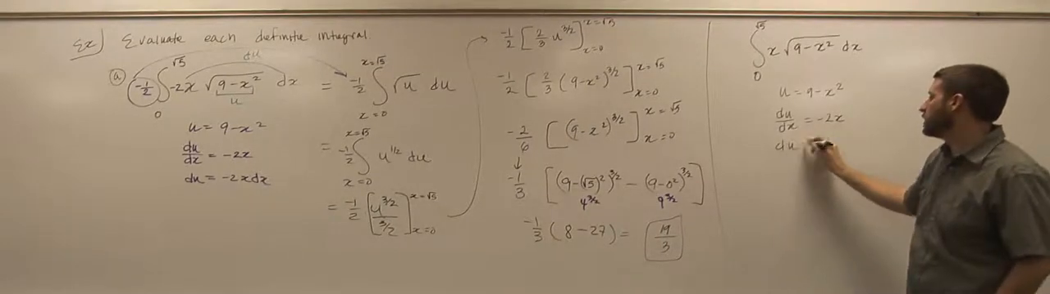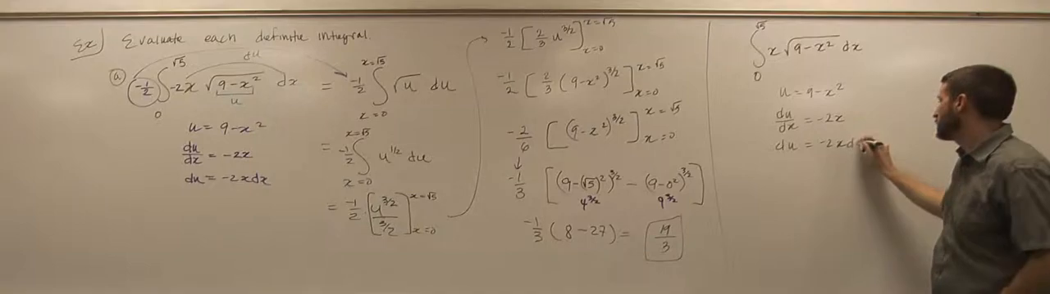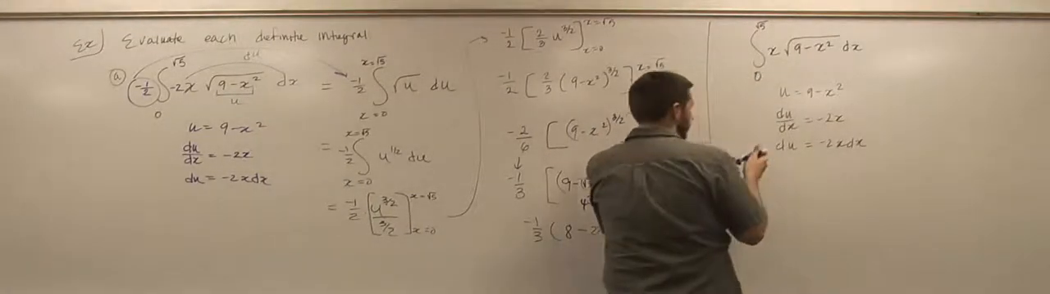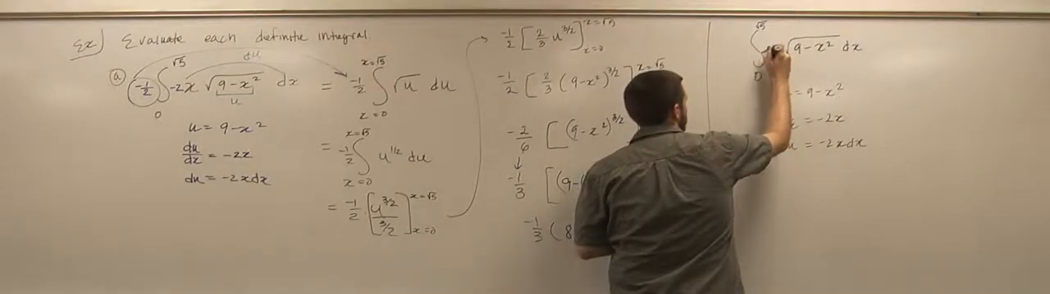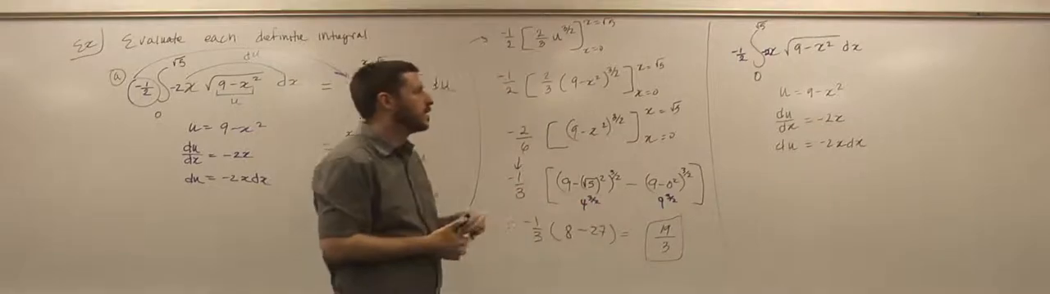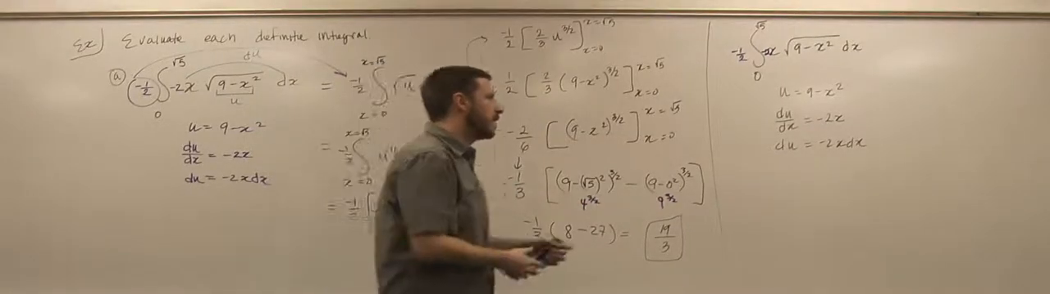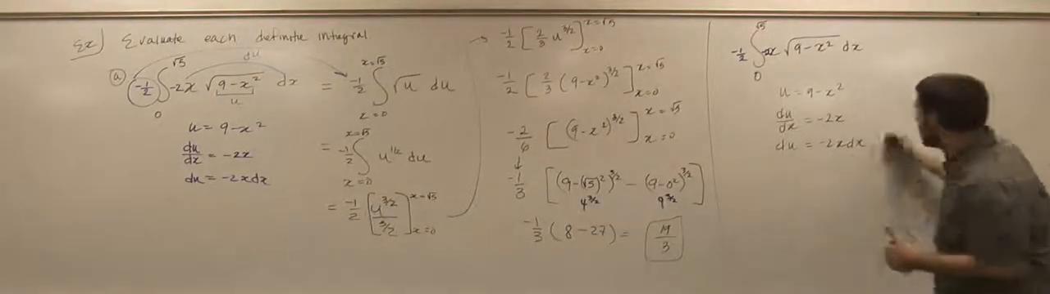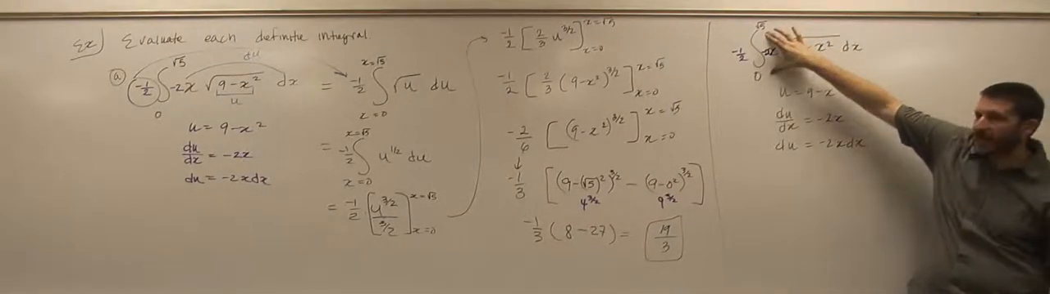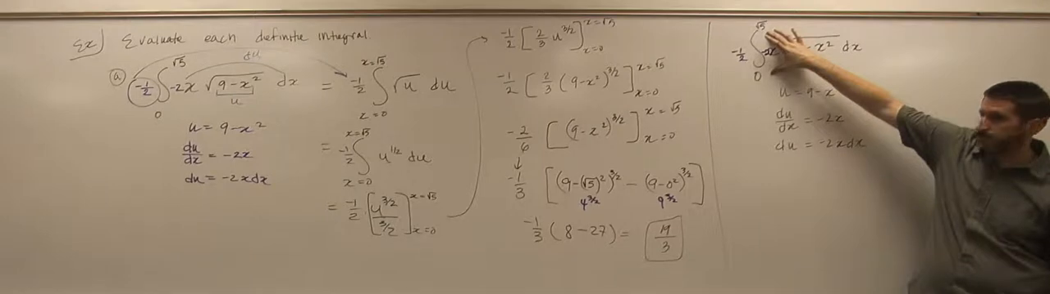So du will be negative 2x dx. We have to do all the same stuff. We fix it up with a -2 out front, and then a -1/2. But now, I'm going to do one extra calculation right now. Well, two extra calculations. I am going to convert my x limits to u limits.